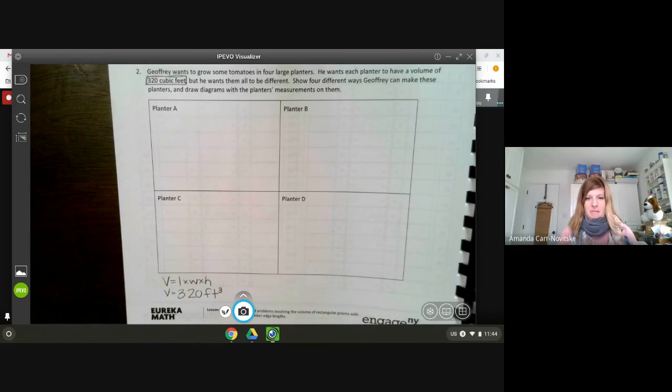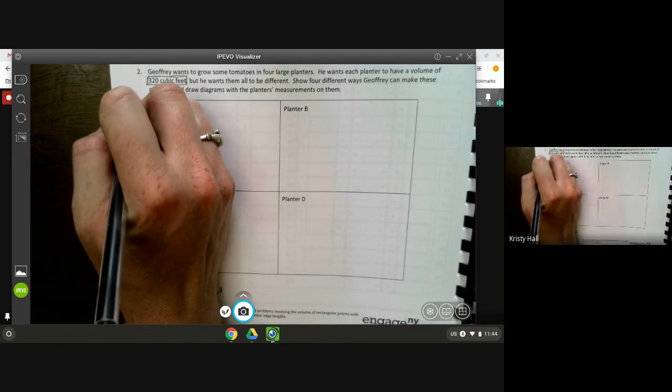So can I use the same numbers here 4 times? Julie's saying no. Melissa is saying no. So if I can't use the same numbers every time, what do I have to figure out? You have to use different numbers for each one. Yeah, I have to find different ways to get to 320. So what's really important here is to think about ways we can break up 320 so that we can have 3 numbers that we multiply to get to 320.